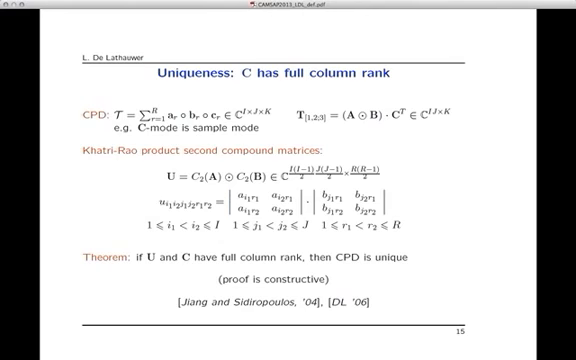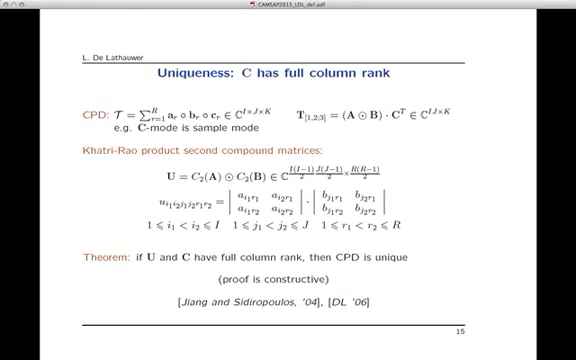Okay. What we do now, we assume that this matrix has full column rank. We have 2 other matrices A and B, and we compute all 2 by 2 determinants of A. We compute the 2 by 2 determinants of B, and we multiply them in a systematic manner to obtain a large matrix U that has these dimensions. If C has full column rank and this matrix U also has full column rank, then the CPD is unique.